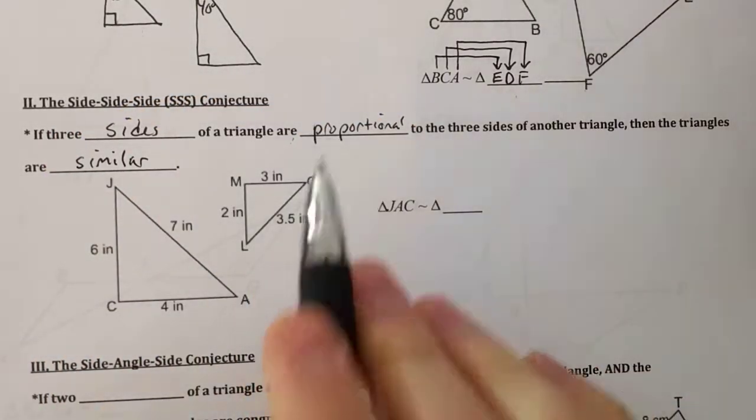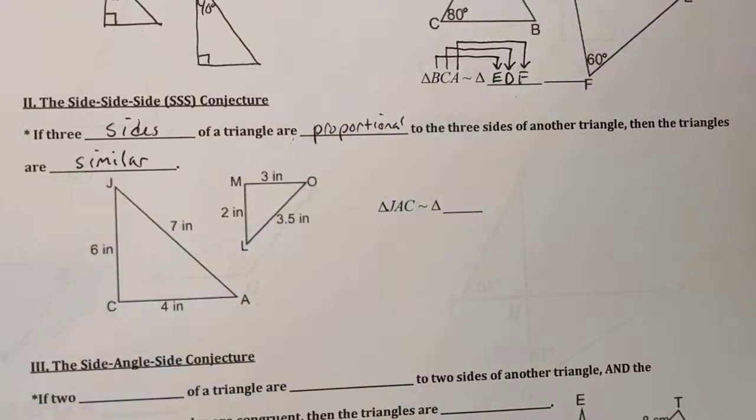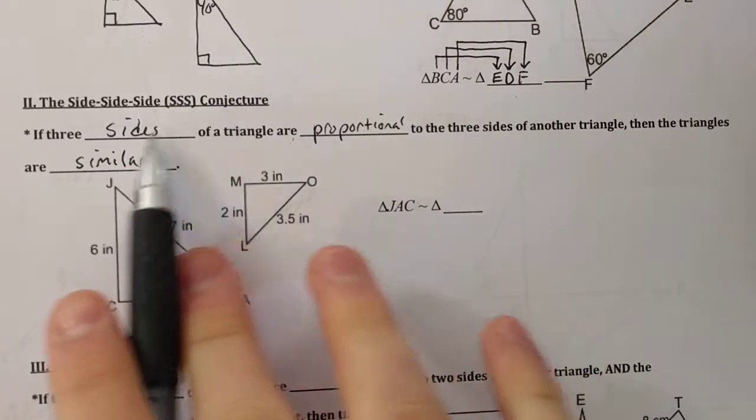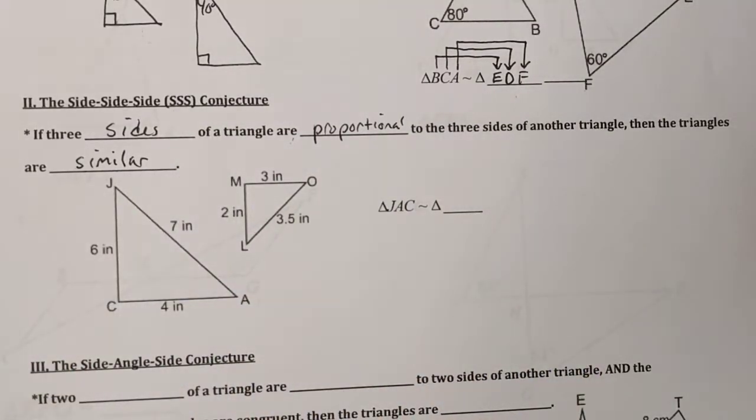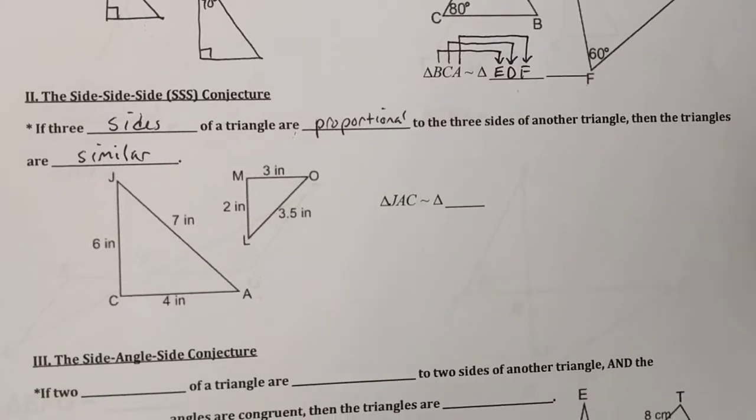So they have to be proportional, have to have the same ratio. So what you're going to do is take the side lengths that correspond and check the ratios. If all the ratios, 3 of them, match up, then the triangles are in fact similar.